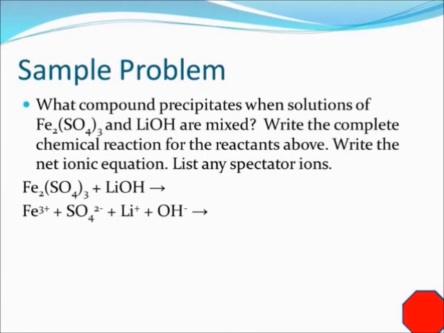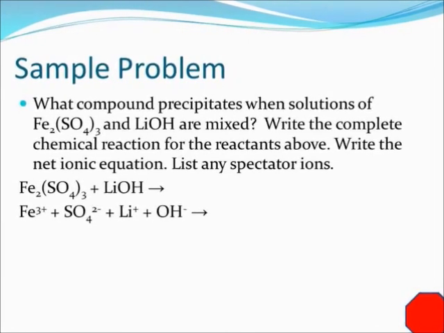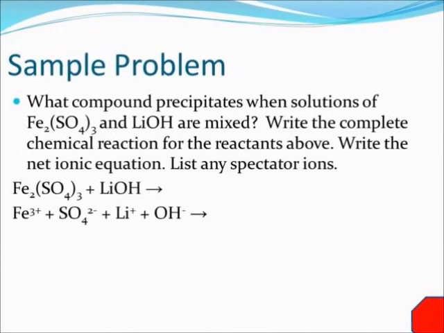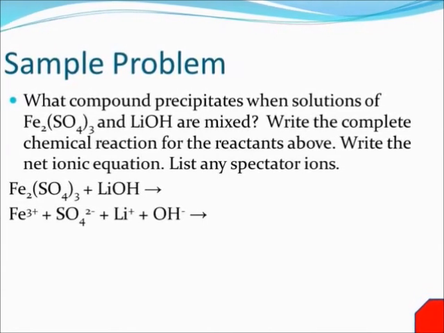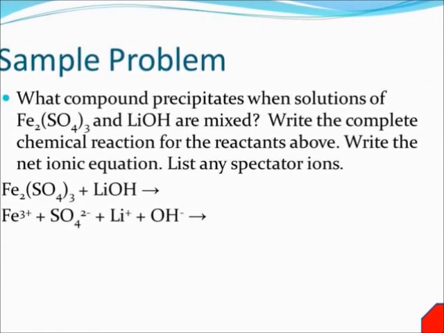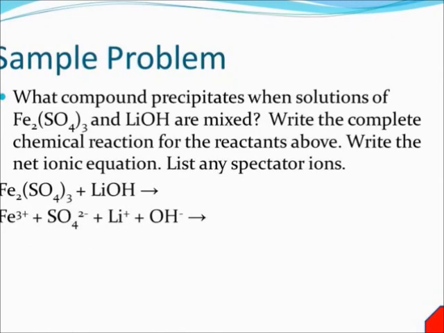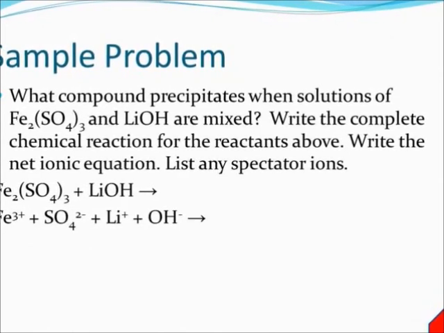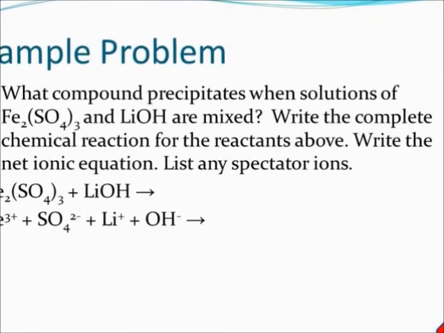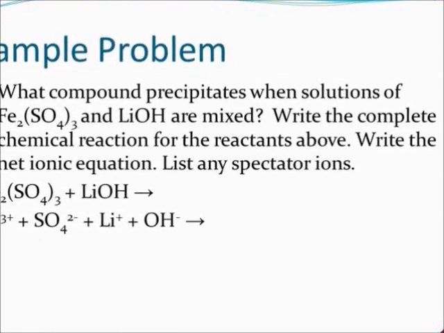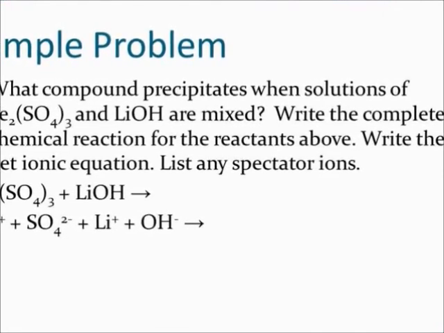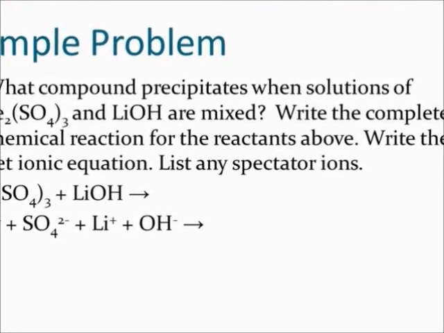Alright, so this is what we should have: an iron 3 ion, a sulfate ion, a lithium ion, and a hydroxide ion. The next step is to mix and match and see if any of these are going to give us a solid or a gas. So take the iron 3 with sulfate and with hydroxide. Will either of those give us a solid or a gas? Take lithium with the sulfate and with the hydroxide. Will any of those give us a solid or a gas? Look at your solubility rules and see if you can figure that out. Pause the video. See if you can figure out which is the solid, the precipitate, or the gas.